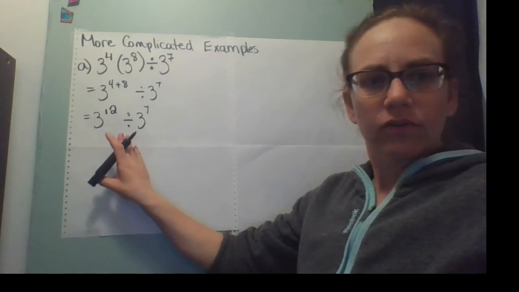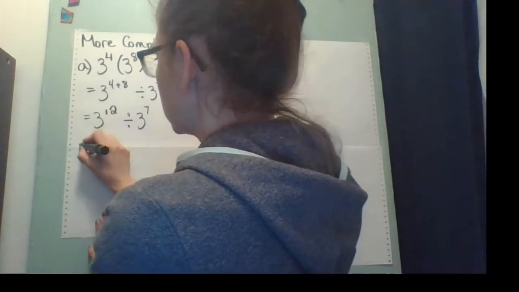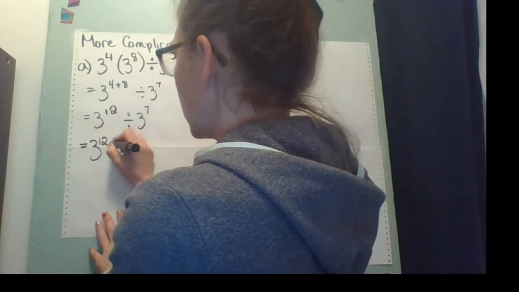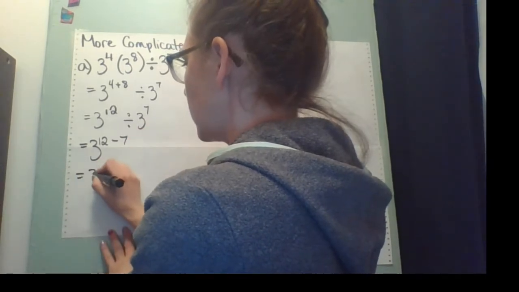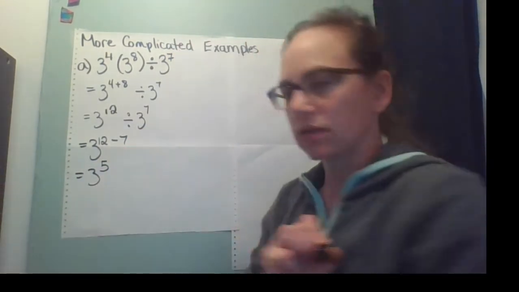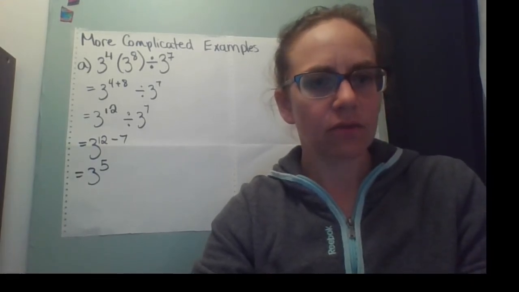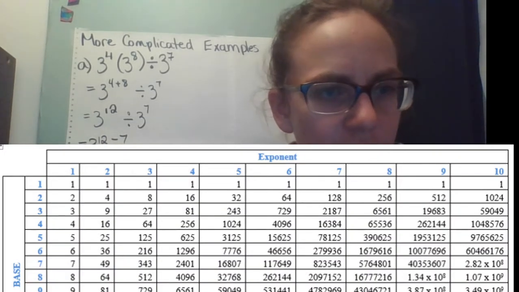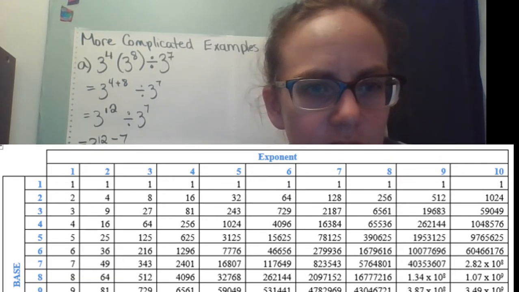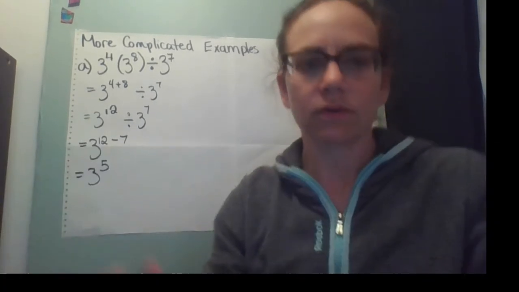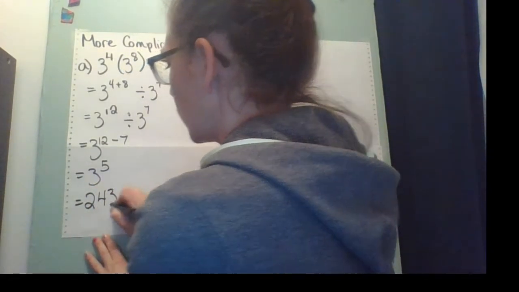And now I know my rule for dividing is subtracting. So I get 3 to the 12 minus 7 is 3 to the 5. Okay, and then let's bring up our little wee table here. 3 to the exponent 5 is read across, 243. So final answer, 243.